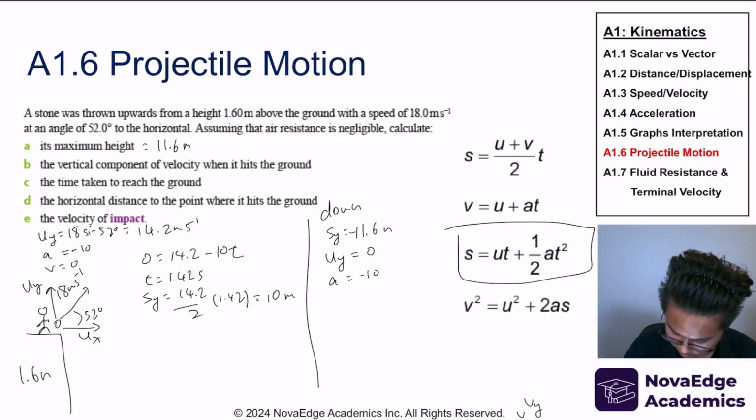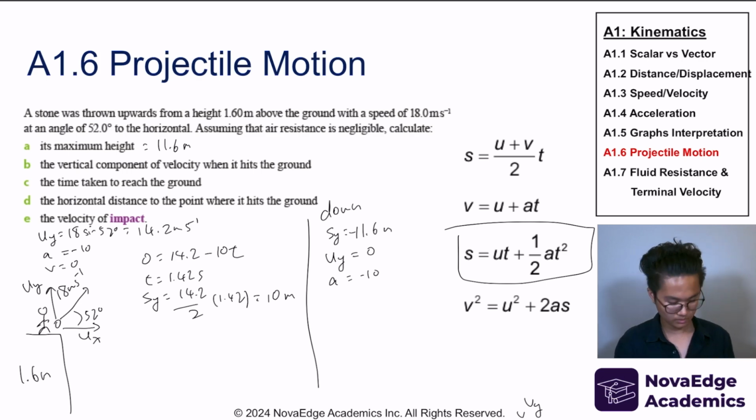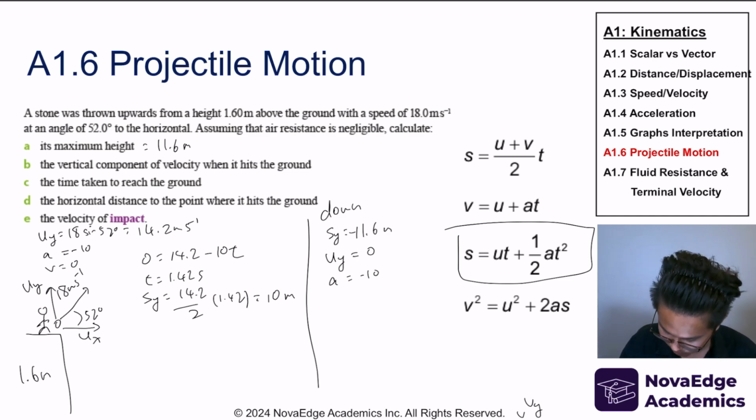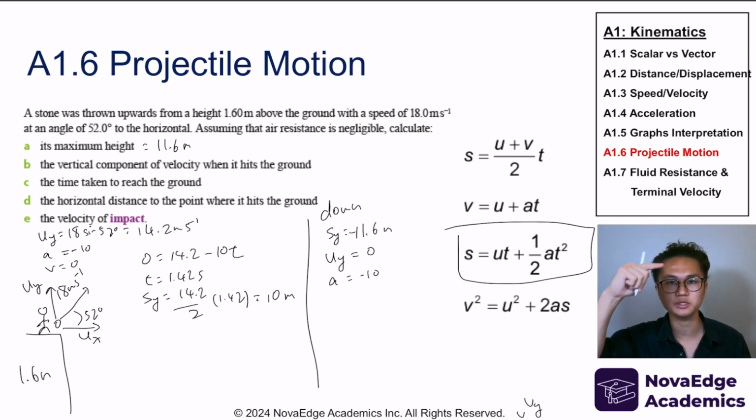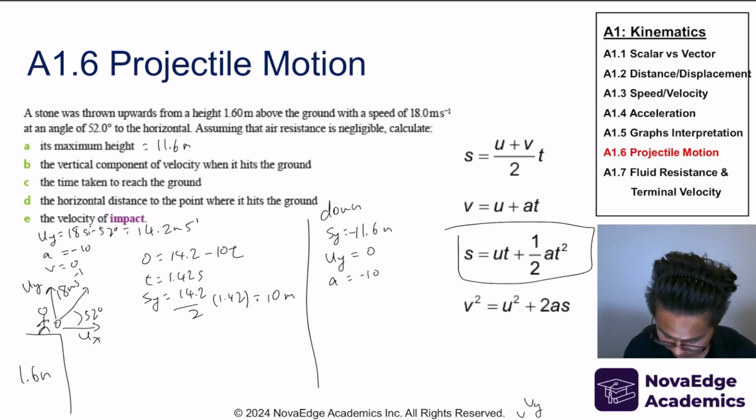Using this, I can figure out, I can use this one. So negative 11.6 is equal to 0 plus 1 over 2 negative 10 t squared. Okay, so simplify this, and you're going to find that t squared is equal to... so sorry, t is equal to 1.52 seconds. So the time that it's coming down is 1.52 seconds.